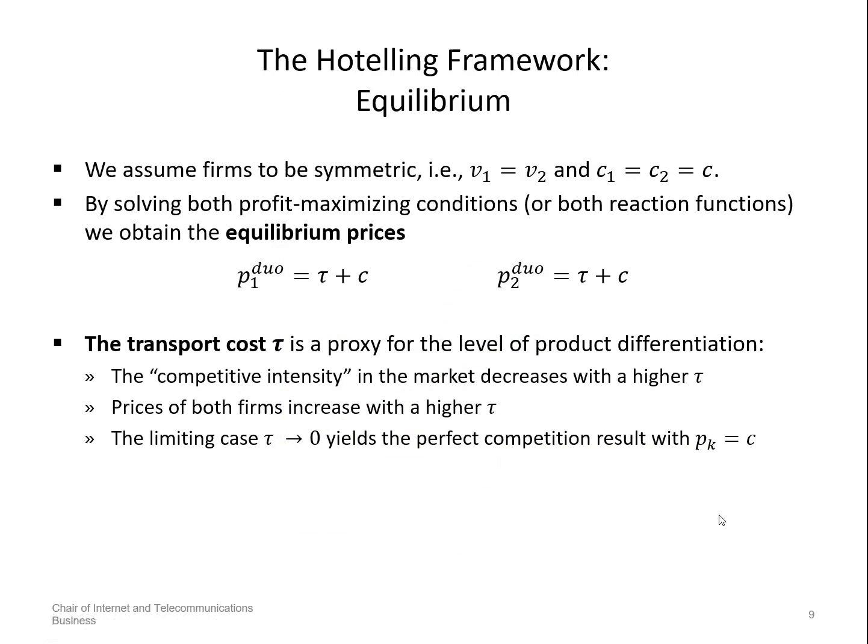The transport cost parameter is a proxy for the level of product differentiation. It can also be seen as the competition intensity in the market, and this decreases with a higher tau. The price of the two firms increases with higher tau. That is, as the firms are competing less, firms are able to charge a higher price. The limiting case when the transportation cost goes to 0 yields the perfect competition case, where the prices are equal to the marginal cost, right? This we already know from Bertrand competition.